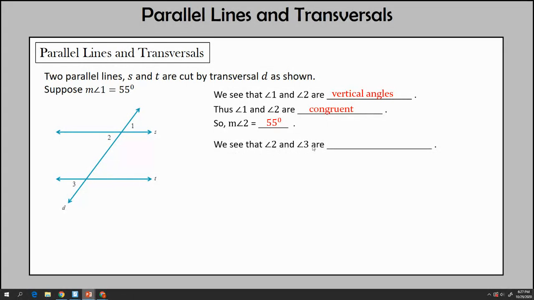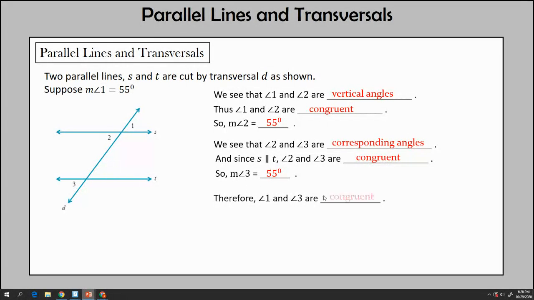Okay, we can see 2 and 3 are what to each other? Well, those are corresponding angles again. Bottom left, corresponding. Since S is parallel to T, 2 and 3 are going to be congruent. Corresponding angles are congruent if the lines are parallel. So now we know the measure of angle 3 has got to be 55 degrees because 2 and 3 are the same. Therefore, 1 and 3 are going to be congruent. We know 1's 55, 2's 55, 3's 55. So 1 and 3 are congruent.